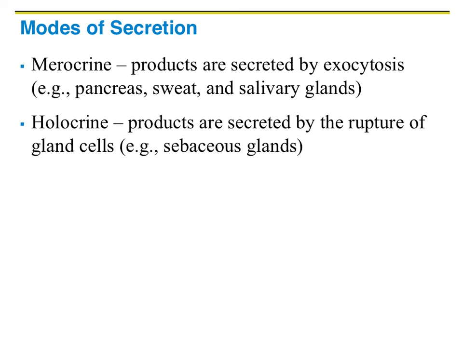Multicellular exocrine glands are also put into groups based on how their products are secreted. In merocrine glands, the products are secreted by exocytosis. Merocrine glands are found in the pancreas. They're sweat glands or sudoriferous glands and salivary glands. Holocrine glands secrete their products when they rupture. The whole cell must rupture. A good example would be the sebaceous glands or the oil glands.